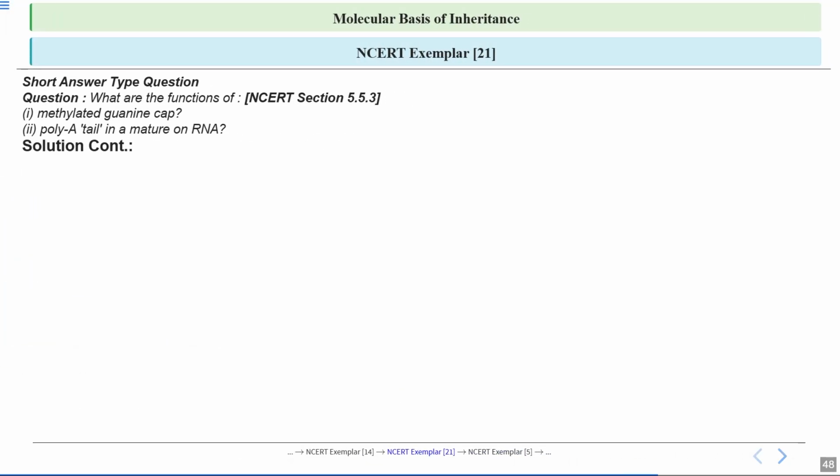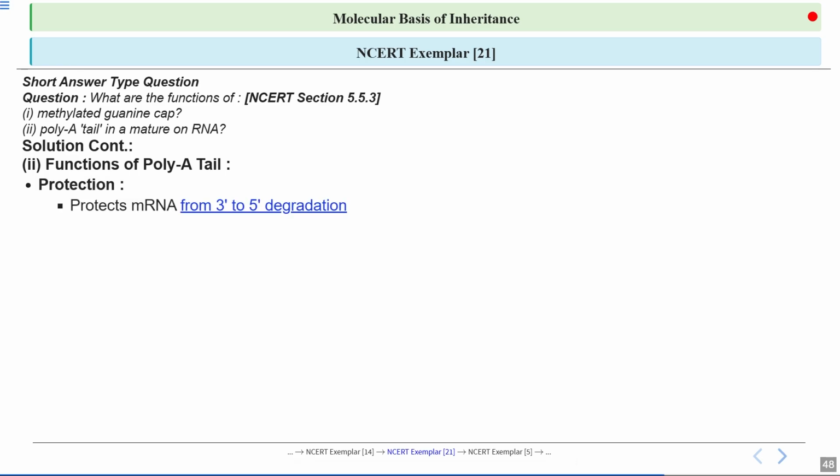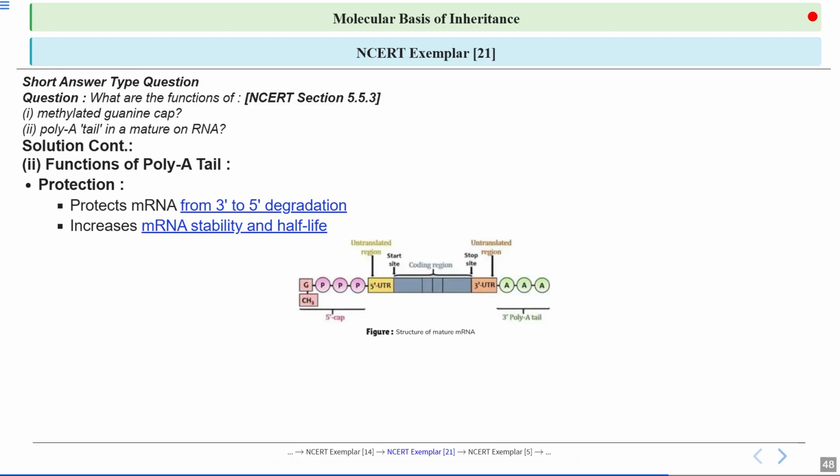Okay, then what is the significance of the poly A tail? It also protects the mRNA from 5 prime to 3 prime degradation by the exonucleases, and increases the mRNA stability and half-life. You can see this is the poly A tail which is being added at the 3 prime end of the messenger RNA.